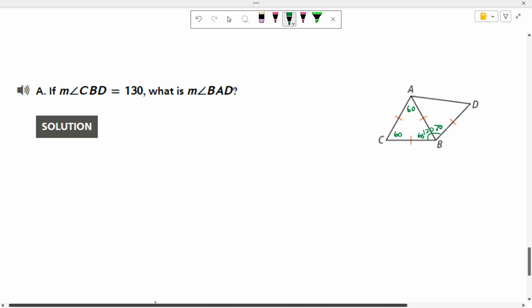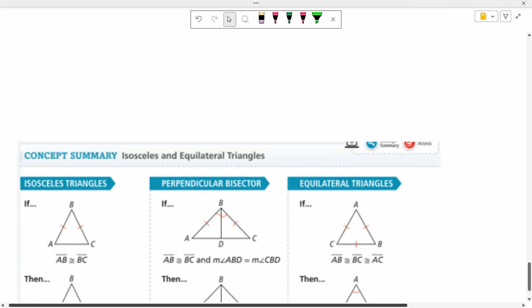Now, if this is 70, this is an isosceles triangle, right? So there's 180 degrees in this triangle. If we take 70 for this angle, these two share 110. What's left for each angle? 55. So angle BAD is 55 degrees. BAD. A is the one we're looking for in this triangle. BAD is 55. If we were asked for CAD, that would be 115.